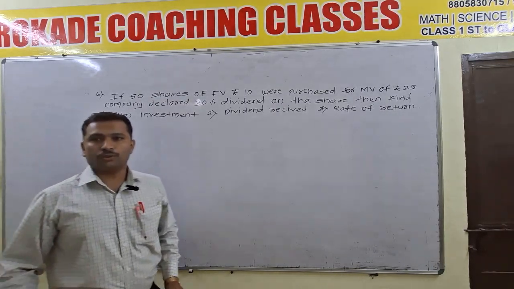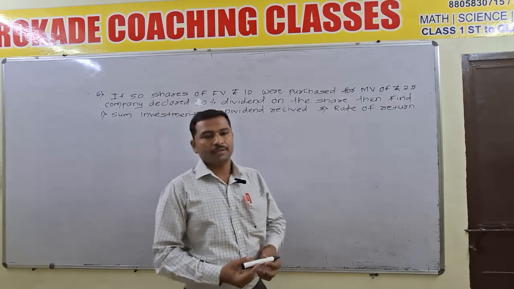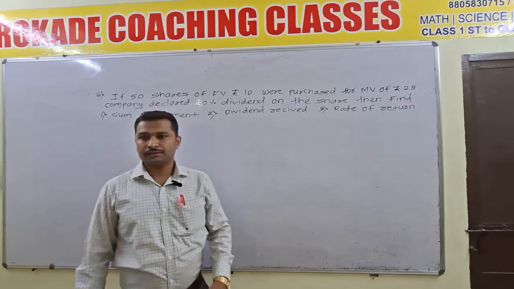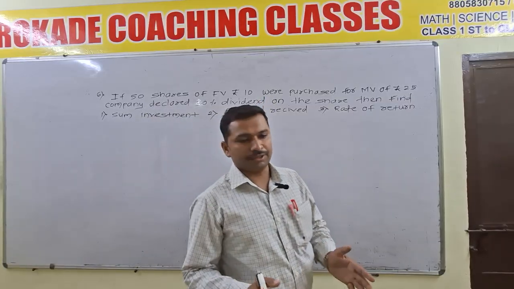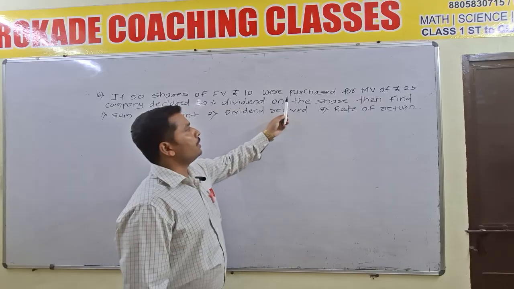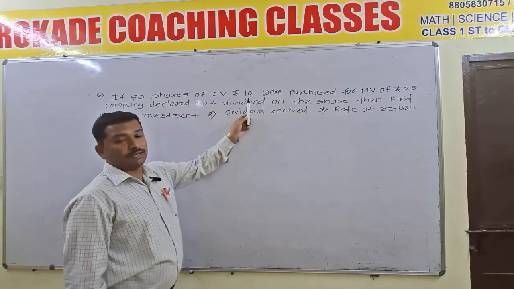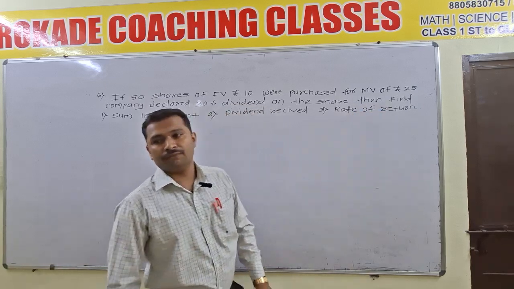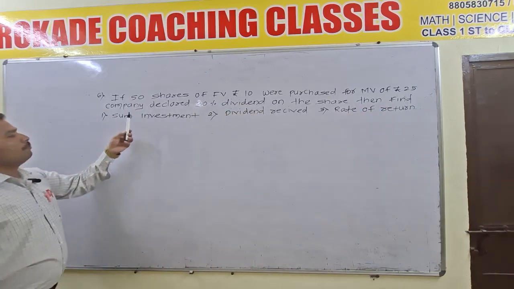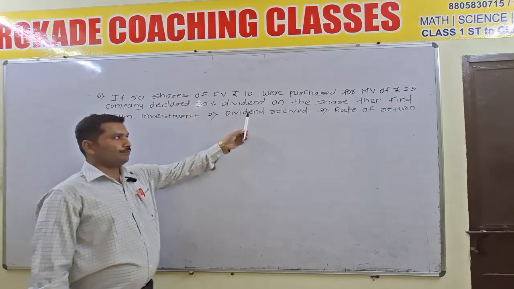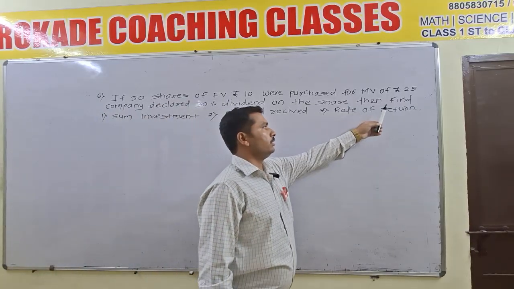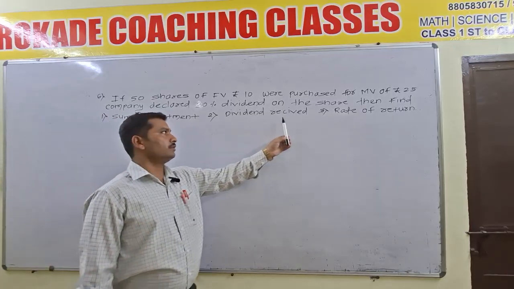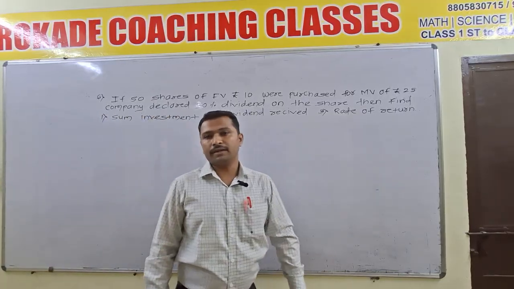First, we read the question and then find out the answers. Now look at here. If 50 shares of face value 10 rupees are purchased, so the number of shares is 50. The face value is 10 rupees and the market value is 25 rupees. The company declares a 30% dividend on the share. Then find the sum invested, dividend received, and rate of return.